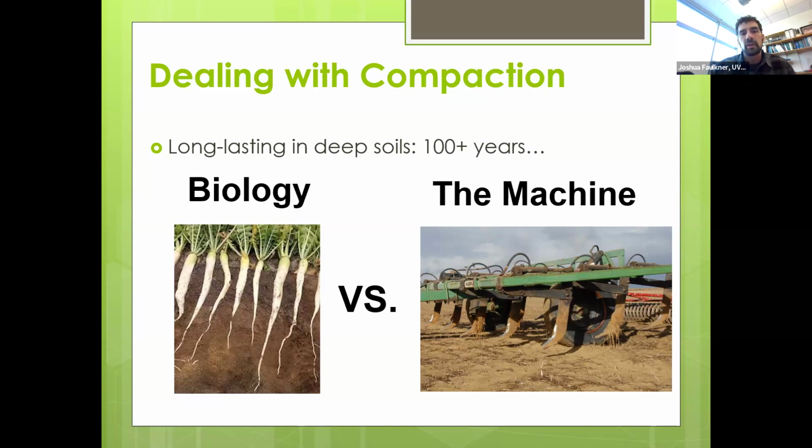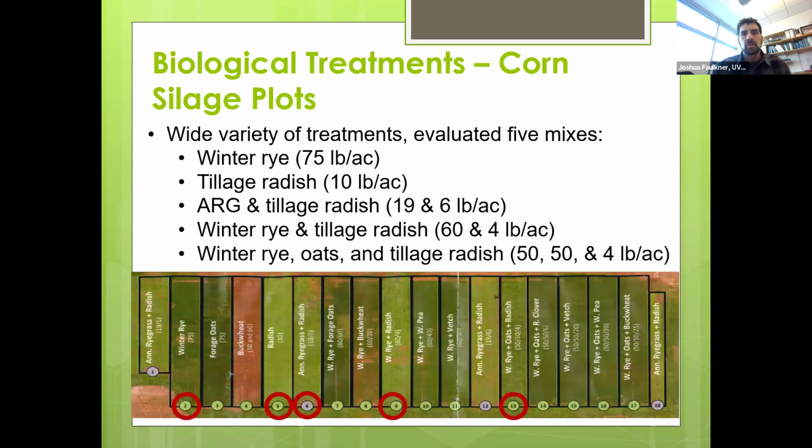We can try to use biological approaches with various types of crops, cover crops, things like that, or we can use mechanical approaches. We've done a little bit of work in this area in both corn and sod systems, and I'm just going to show some of the work from the corn systems. This is a really cool aerial view taken with a drone of different cover crop treatments.